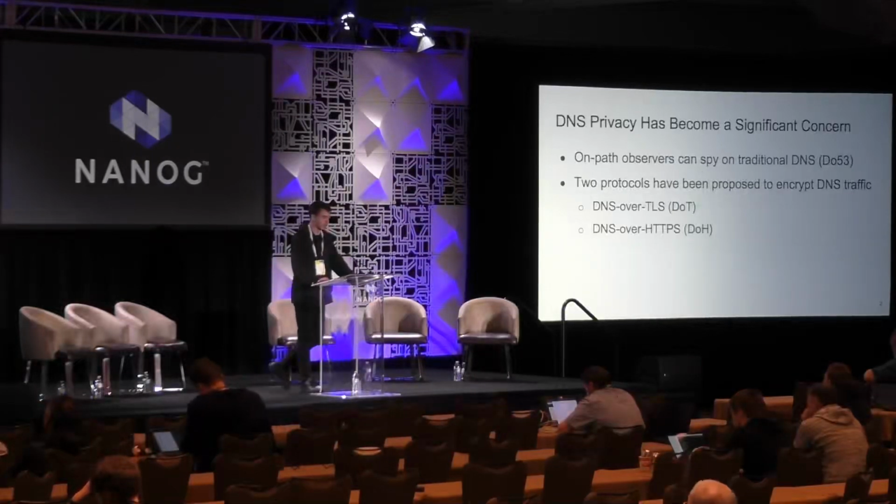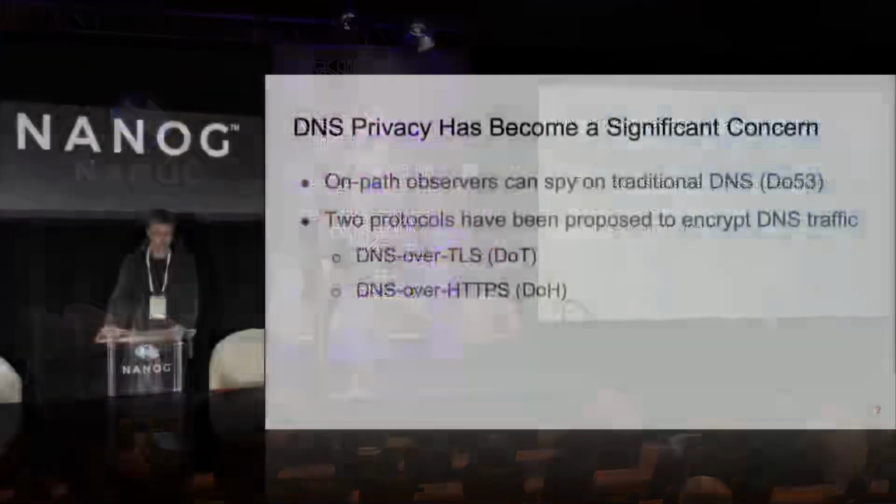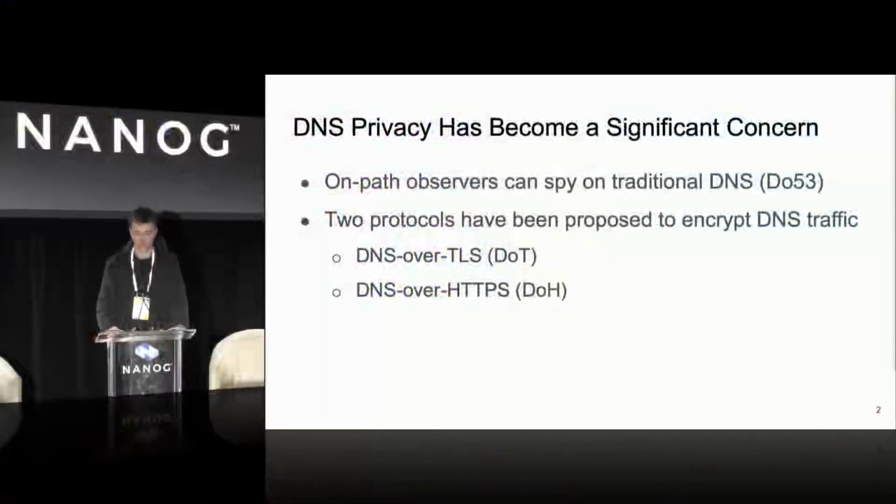So, DNS privacy has become a significant concern recently, especially within the IETF. We know that on-path network observers can observe traditional DNS traffic in the clear. So this is what I'm going to refer to the rest of the talk as DoH 53. And so there have been two protocols that have been proposed to encrypt this traffic. There's DNS over TLS or DoT, and then DNS over HTTPS, which I'll be referring to as DoH.